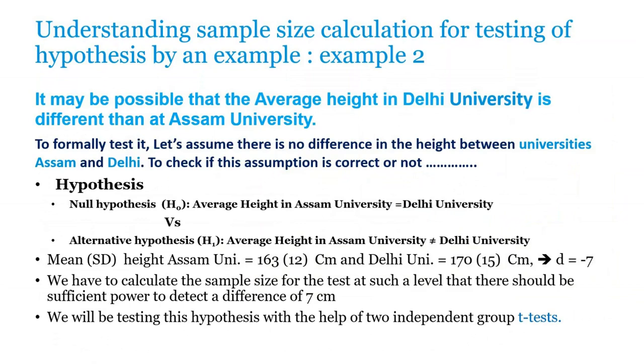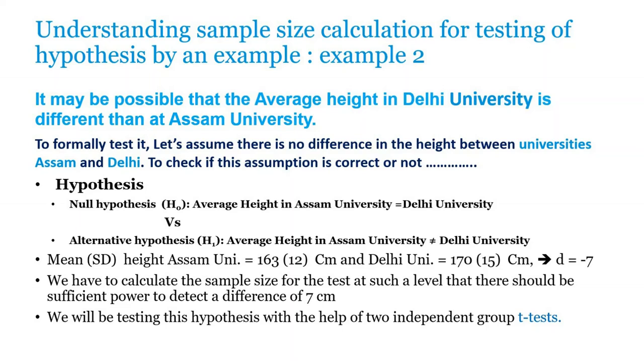Understanding the sample size with two groups. Now I have explained a single group. Now let's say two groups. One is Assam University and one is Delhi University. Now I want to test whether the average heights of Assam University and Delhi University are the same or not.